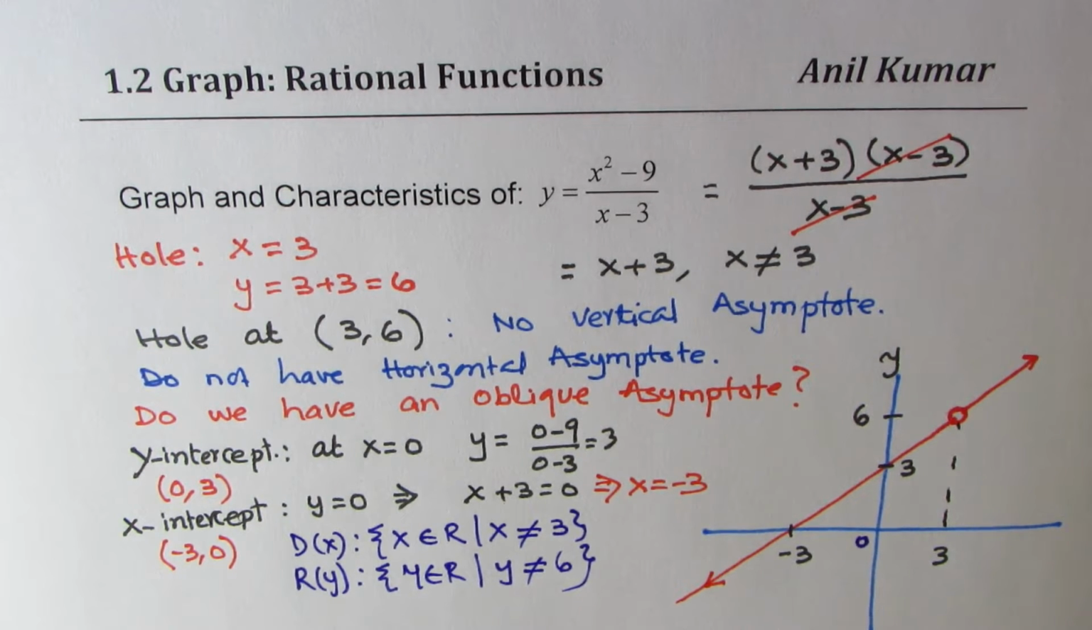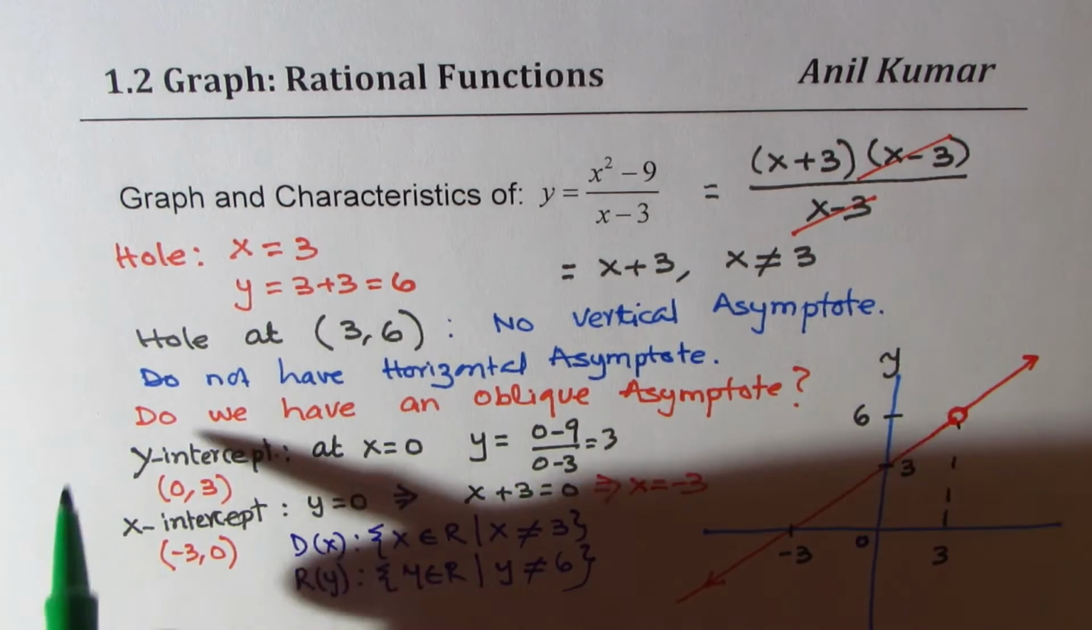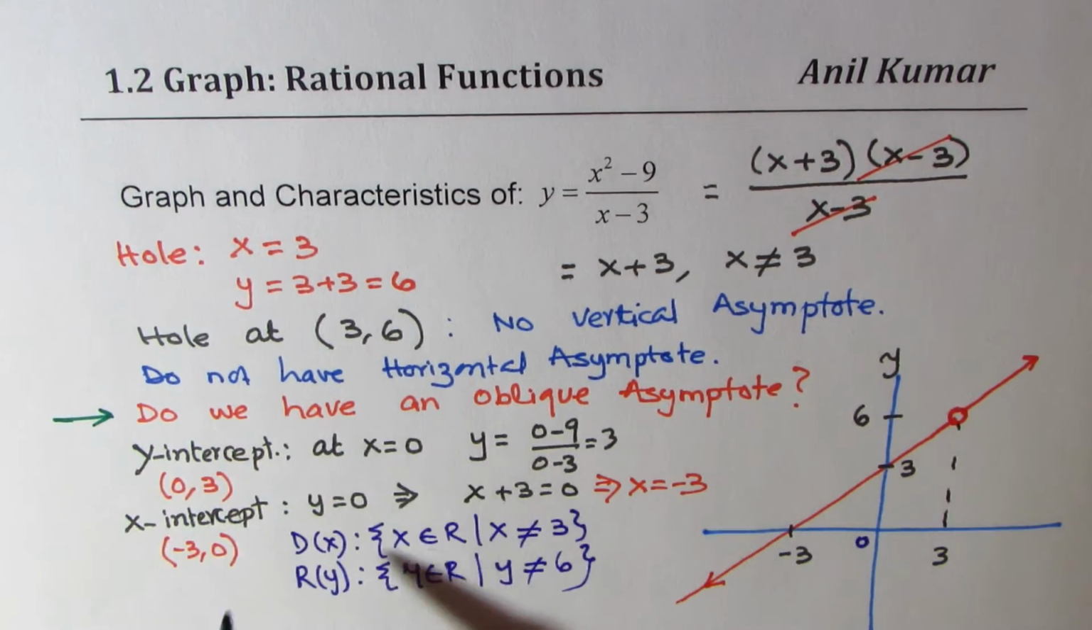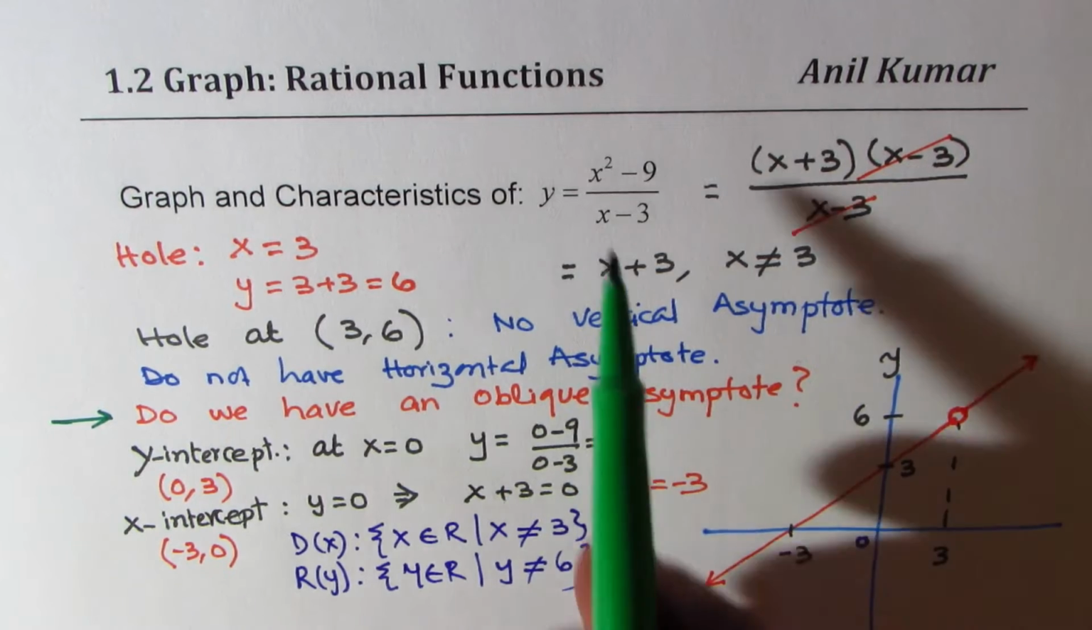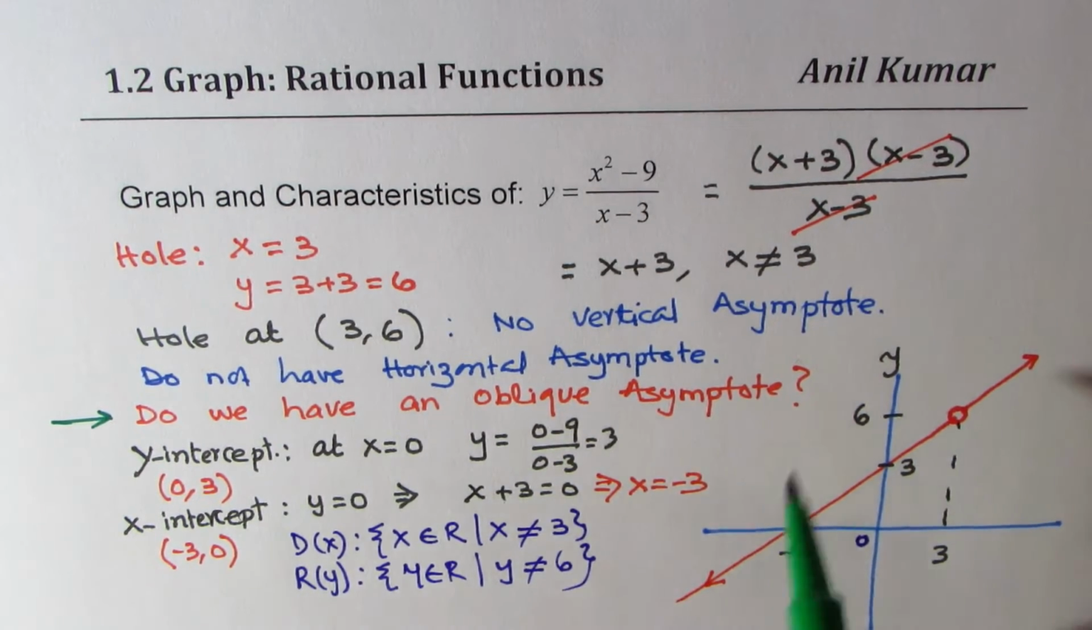Now, can you tell me whether this function has a horizontal asymptote or not? It does not. You can see that. But the question here was mainly, do we have an oblique asymptote? Degree of numerator is 1 higher. The answer is no.